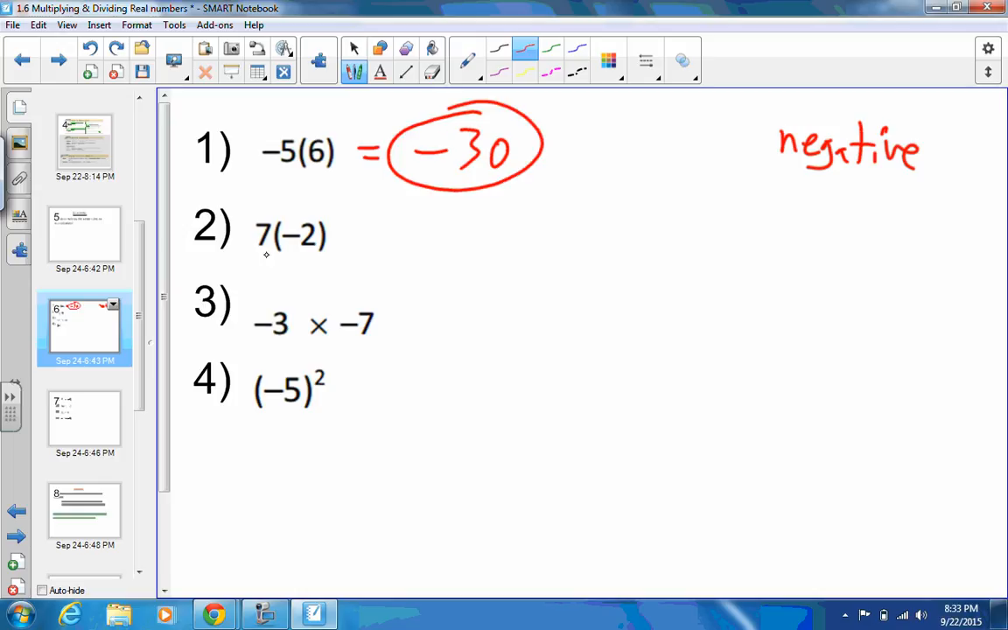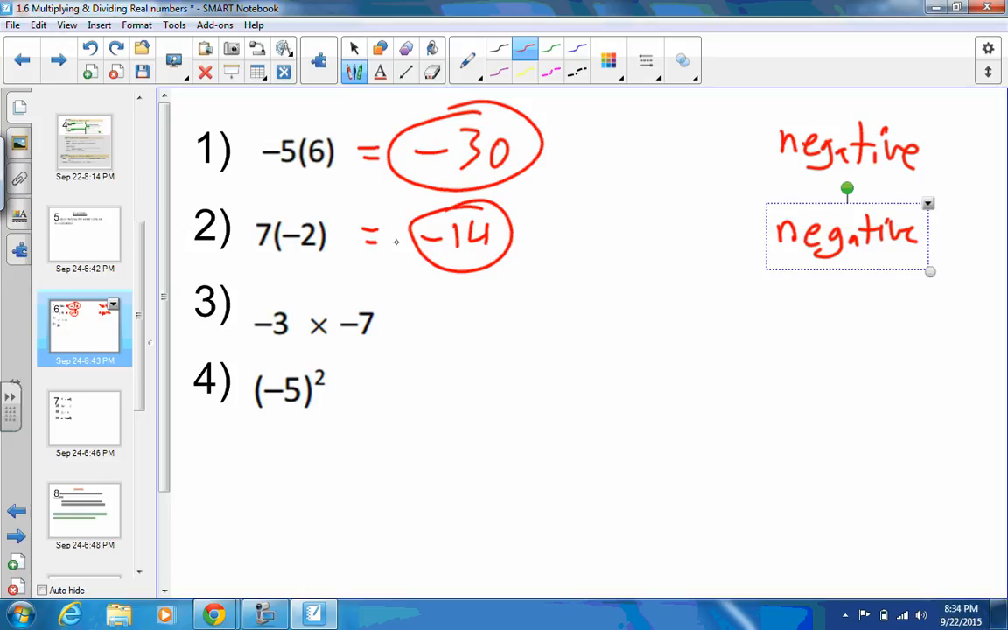All right, number 2, 7 times -2. Again, one positive, one negative. Doesn't matter the order. You have one of each, the answer is going to be negative. And what is 7 times 2? That's 14. So -14 is your result there. All right, number 3, we have a negative times a negative. So same signs. When you have two of the same signs multiplied together, you end up with a positive result. And that's going to be positive 3 times 7 is 21.